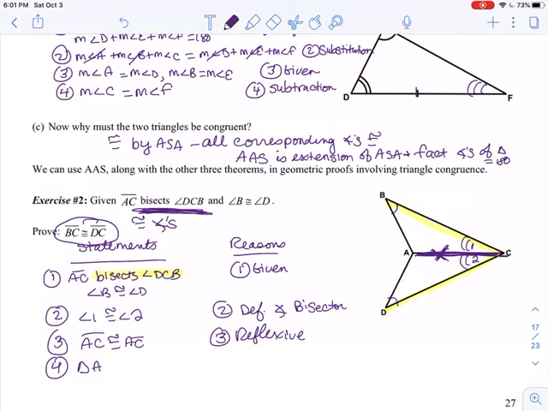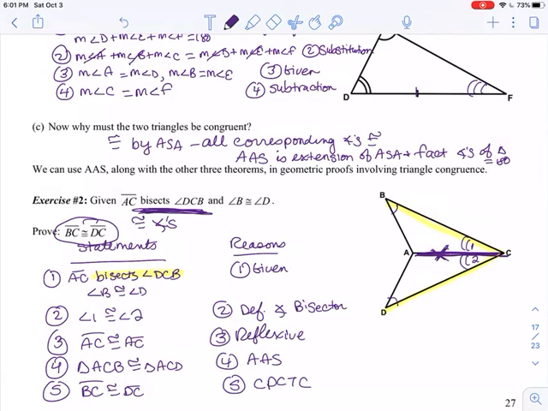Now the triangles are congruent by my new method that we just learned, angle, angle, side. So triangle ACB is congruent to triangle ACD by angle, angle, side. And remember, once the triangles are congruent, the rest of the corresponding sides and angles are congruent. So I can say that BC is congruent to DC, and that is my CPCTC.